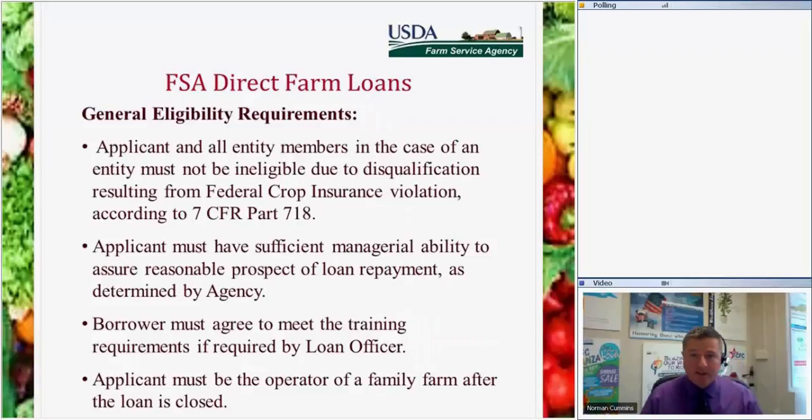And again, for all entity members, in the case of an entity, none must be ineligible due to disqualification. So basically, if you've had a federal crop insurance violation at any time, you're going to be disqualified. I personally haven't run into it, but they're out there. If you've ever lied about your insurance when you've been farming and were found in violation, that'll automatically disqualify you. And one of the things I'll talk about in a little more detail is you have to have sufficient managerial ability to assure reasonable prospect of loan repayment as determined by the agency. That's why we have a program called Microloans, and I'll talk about that in a little bit. But as you try to get higher dollar amounts, more experience is required, and I'll discuss that later.